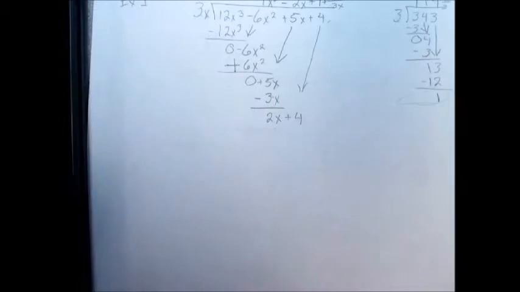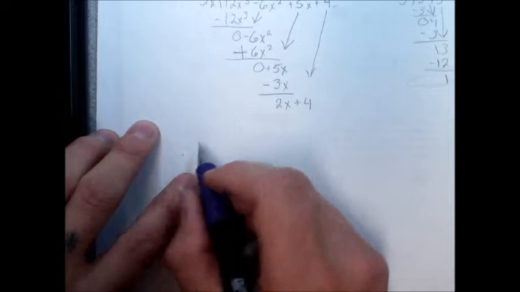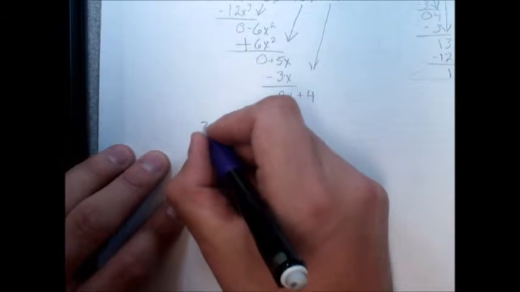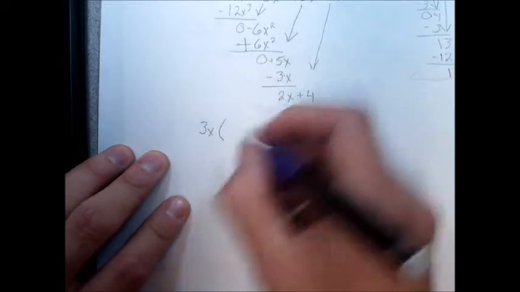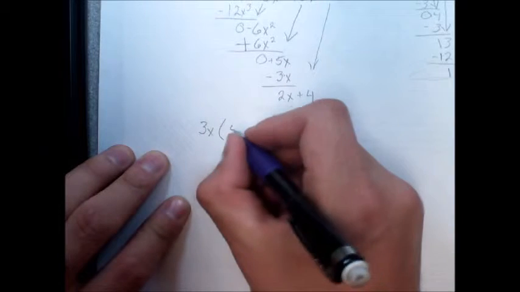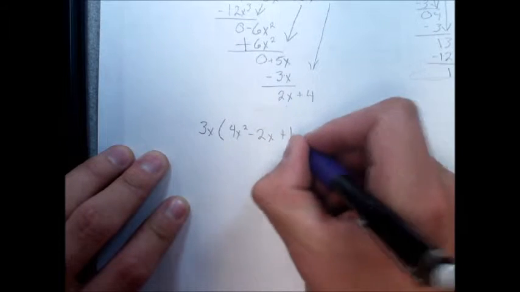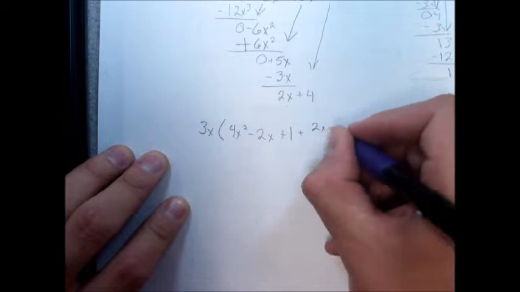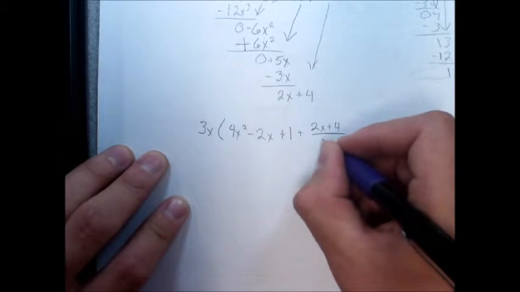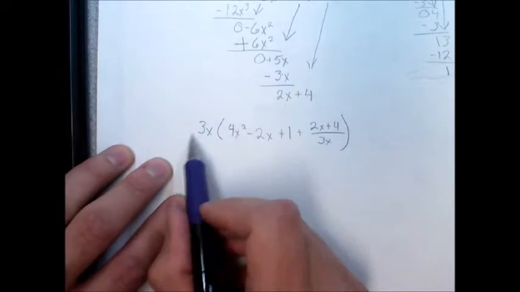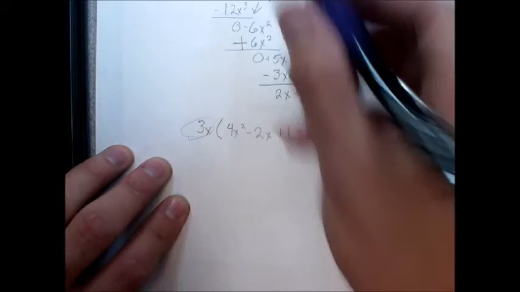If it said to just write it out so you can get it back, or to check it, you would take your 3x and you'd multiply it by whatever you got for your quotient, which was 4x squared minus 2x plus 1 plus 2x plus 4 over 3x. Close parentheses. And then we just distribute this back out and we get the number that we started with, hopefully.